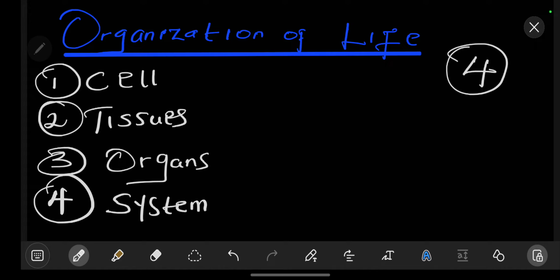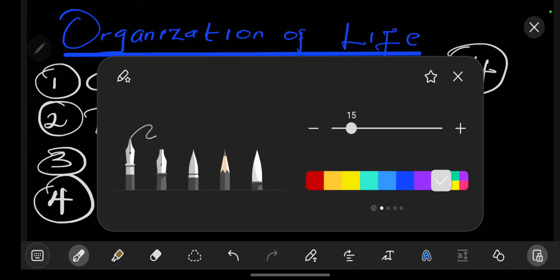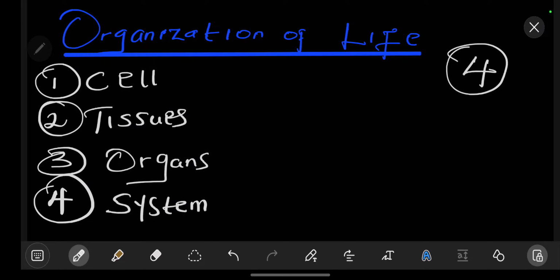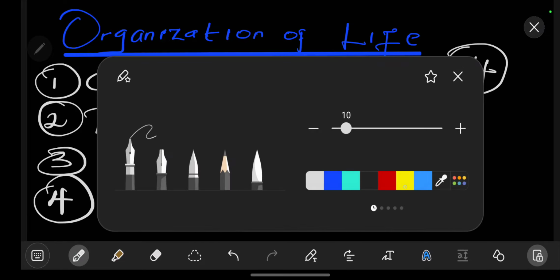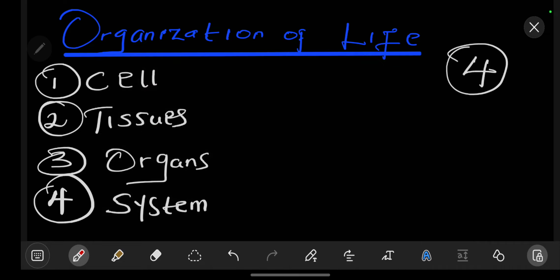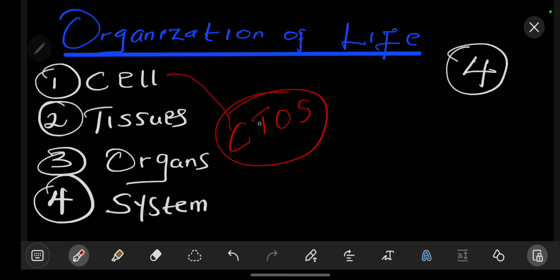So, quick one. What mnemonic would you use to remember this? It's easy. The mnemonic that I often recommend people use is the C tools. C stands for cell, T stands for tissue, O stands for organs, and of course S stands for systems. If you want to recall the organization of life really quick, this mnemonic should help you. Now, let's come back to explaining them.